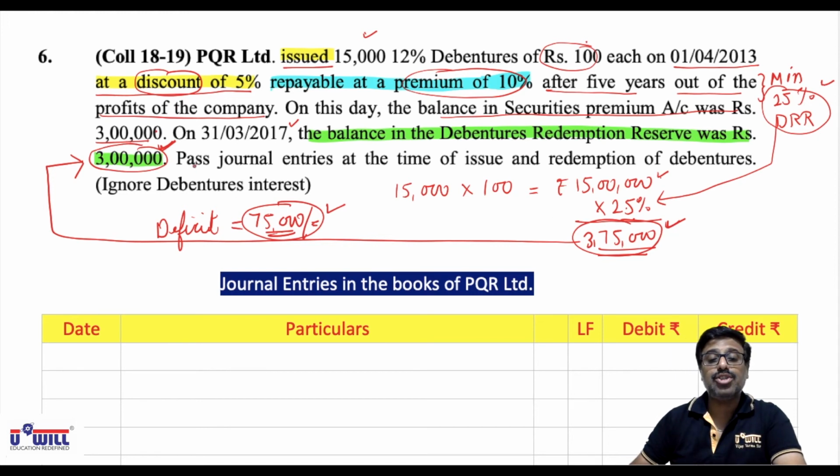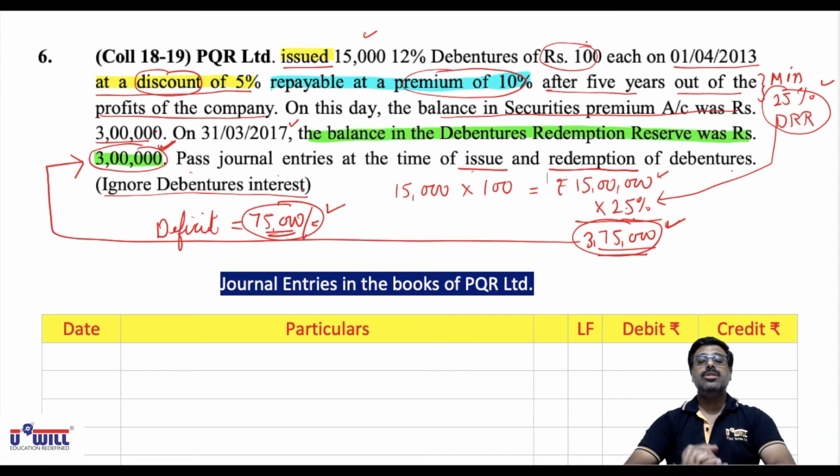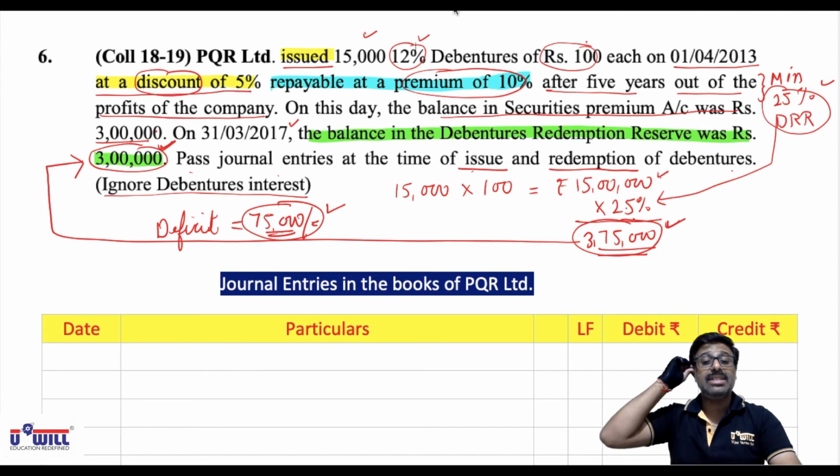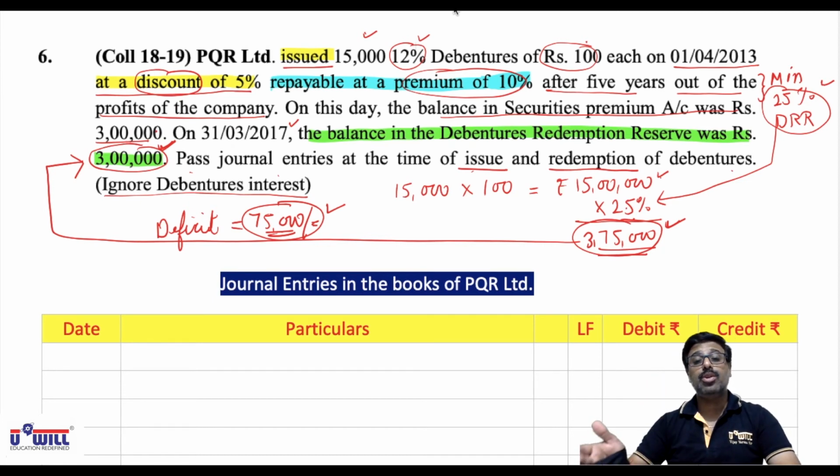And then they say pass journal entries at the time of issue and redemption of debentures. We have to pass the entry of issue also and of redemption also. So all of you, and it's clearly given, ignore the debenture interest. That point is not covered in your syllabus. So mentioned or not, you're going to automatically ignore the debenture interest. They're talking about this 12% interest. Ignore that. Ignore that means for interest on debentures also entries are there: interest account debit to debenture holders account, then interest account debit to bank account, we close interest and transfer to P&L account. Those entries are not supposed to be passed.